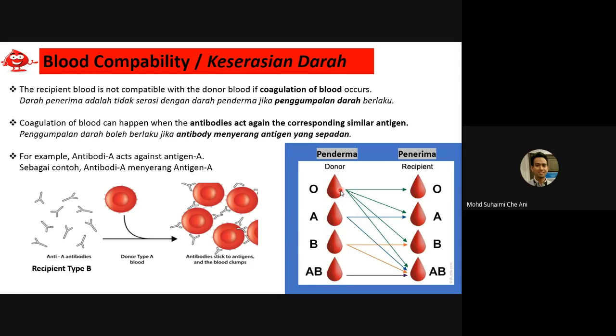So O can donate to all, so we call O a universal donor. AB can receive all types of group. We call AB a universal recipient.